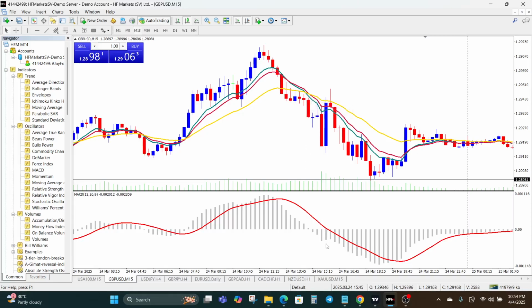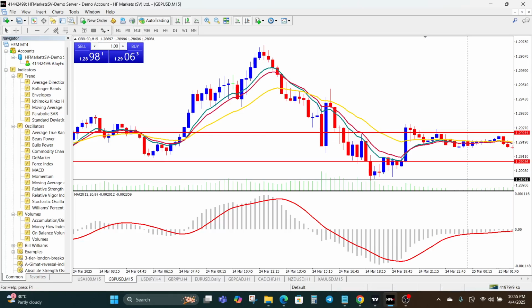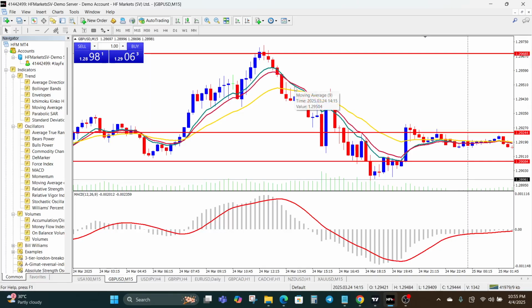A MACD line crossing above the 0 level during a bullish EMA crossover is a strong confirmation for a long trade. So as we had this confirmation here, the bullish EMA crossovers alongside the MACD crossover, this was a good place to buy. Stop loss can be below the swing low. Take profits can be at key resistance zones. Or when you have a bearish crossover, you can exit your buy trade.